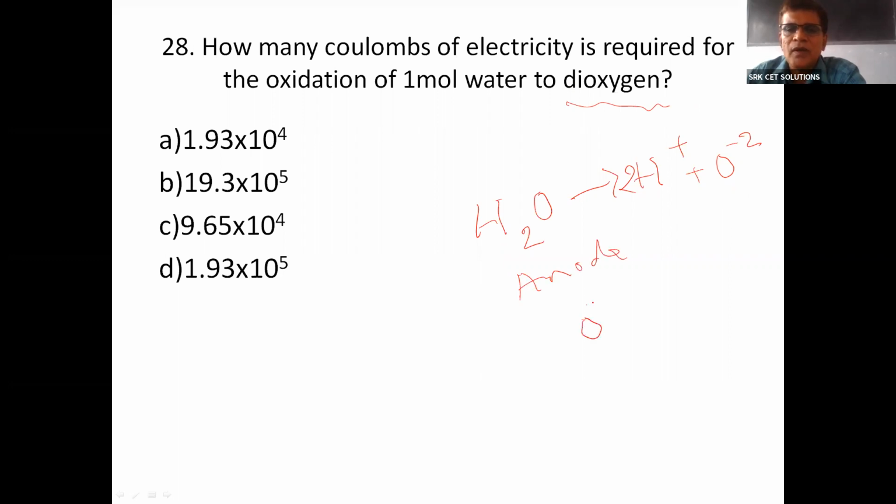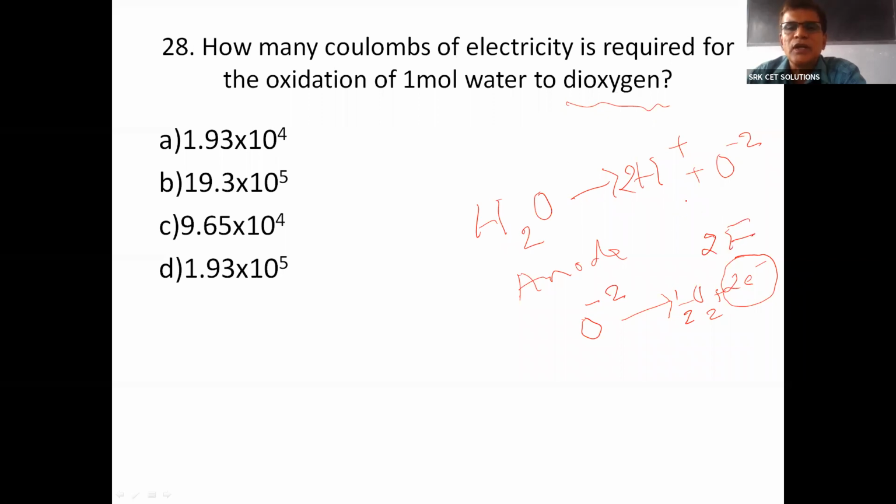So what happens at the anode is very important. I told you it is oxidation, loss of electron. When O minus 2 ion loses 2 electrons, it will be converted into half O2, dioxygen gas. What is involved here is 2 mole of electrons. That comes to 2 Faraday.